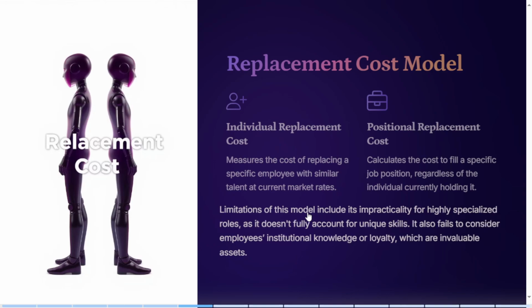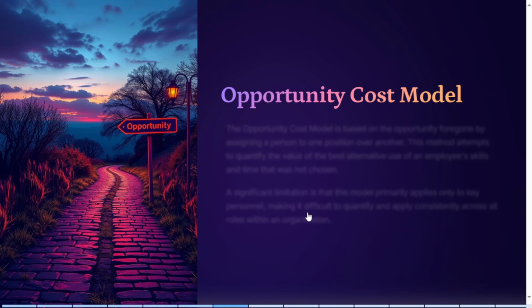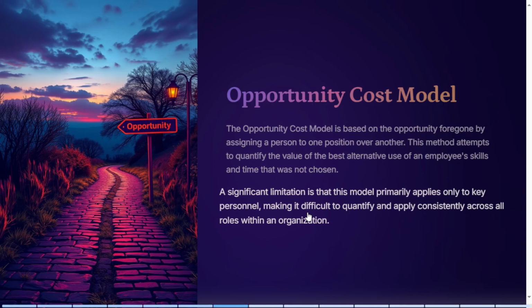Let's talk about the opportunity cost model, the alternative use approach. This model is based on the economic opportunity cost principle, the value of the best alternative foregone. How it works: when you assign your best project manager to project A instead of project B, the opportunity cost is the value that could have been generated from project B.